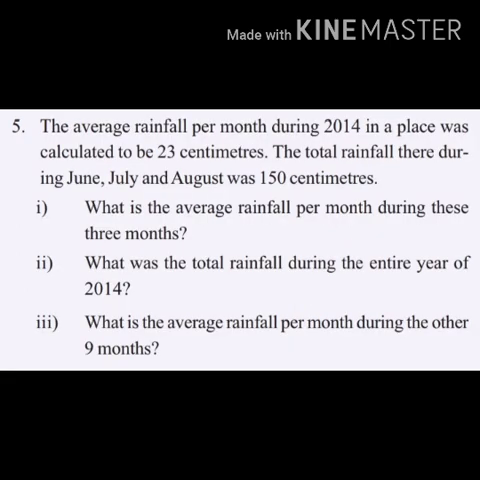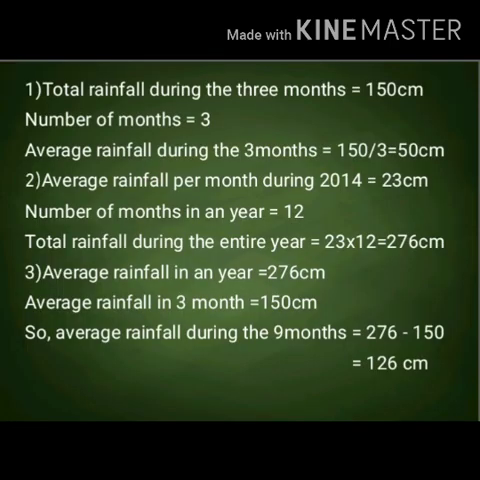Next question is, the average rainfall per month during 2014 in a place was calculated to be 23 centimeters. The total rainfall during June, July and August was 150 centimeters. This is the question. There are 3 sub-questions. Let's check the answer. The first question is, what is the average rainfall per month during these 3 months?